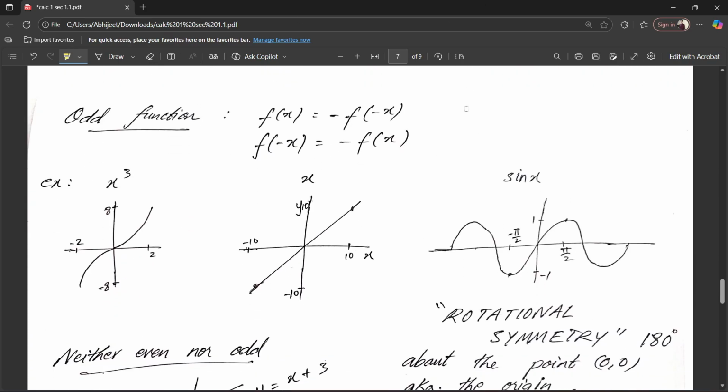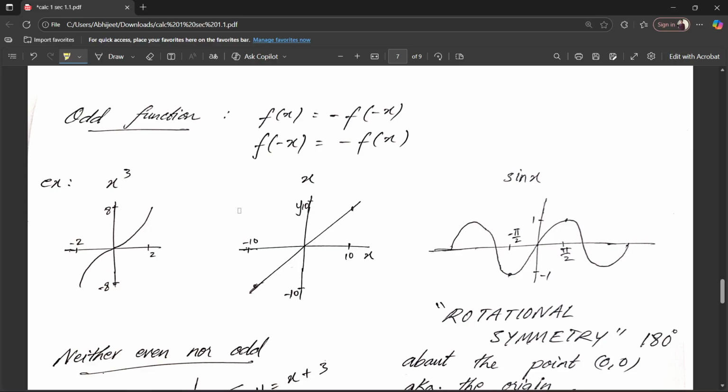Odd functions. Mathematically, an odd function says that if you throw in an input and it gives you some output, now take the negative of the first input and throw it in, the function is going to give you the negative of the output of the first. Meaning f of minus x is minus f of x. So the output of the negative of some input is the negative of the output of that input.